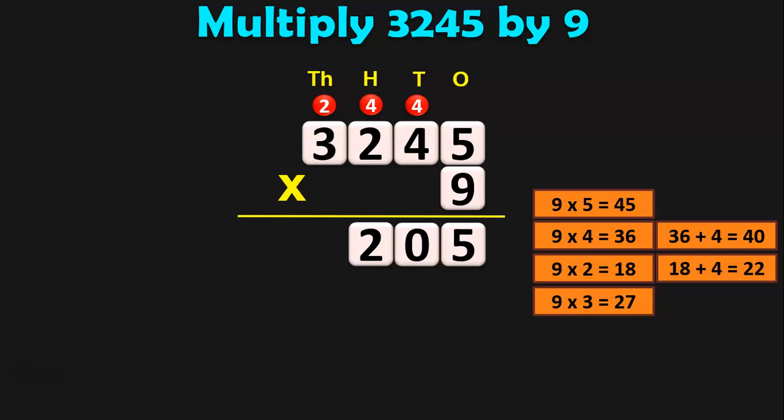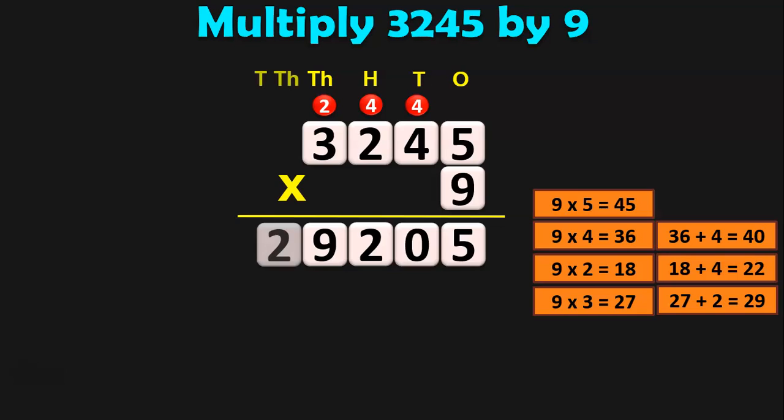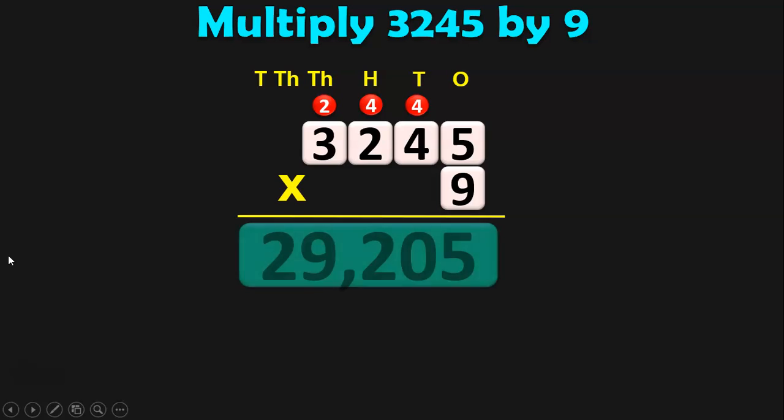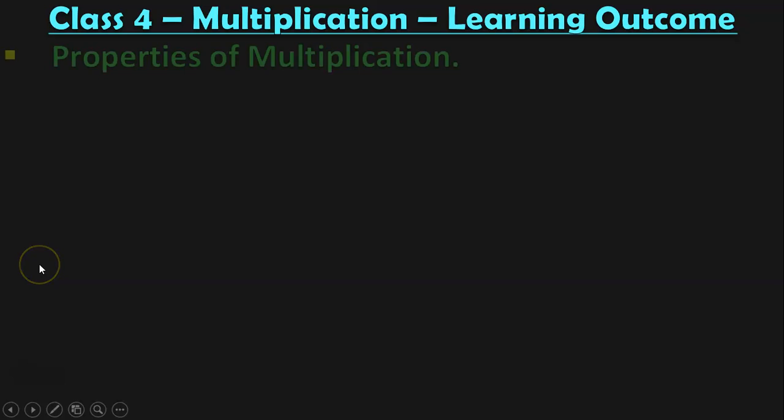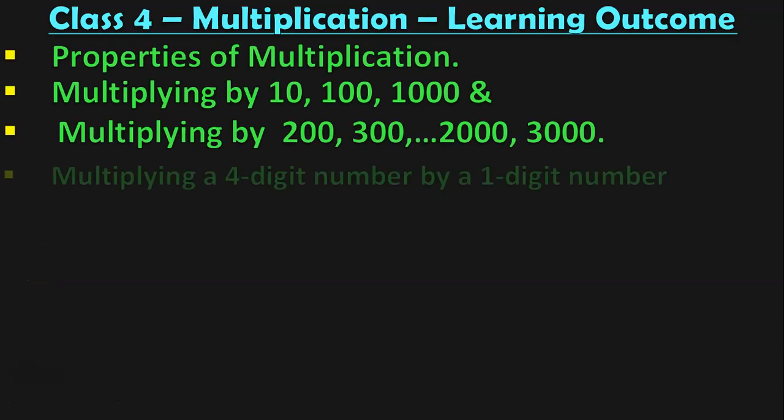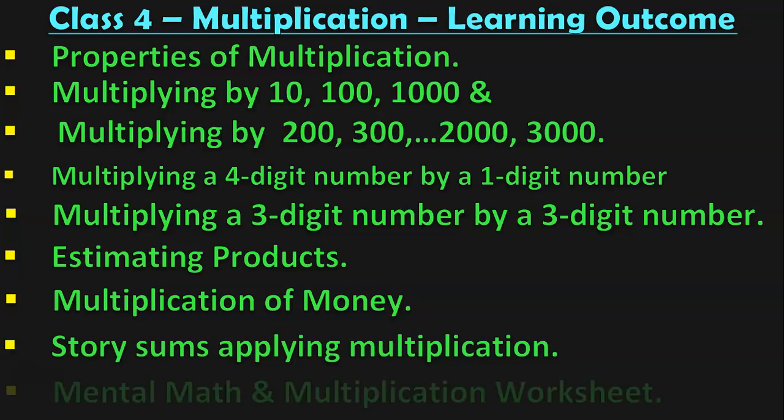Next, 9 into 3 is 27. 27 plus 2 is 29. So you get 29 thousands, which is nothing but 2 10,000s plus 9 thousands will give you 29,000. So retain the 9,000 in the thousands place and take the 2 10,000s to the next place value, 10,000. So in this sum we did regrouping thrice and got a 5-digit number as answer. And what is the answer? 29,205.